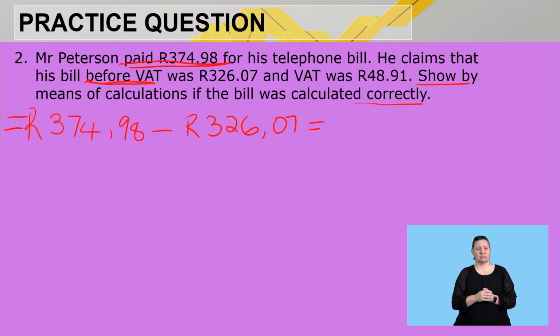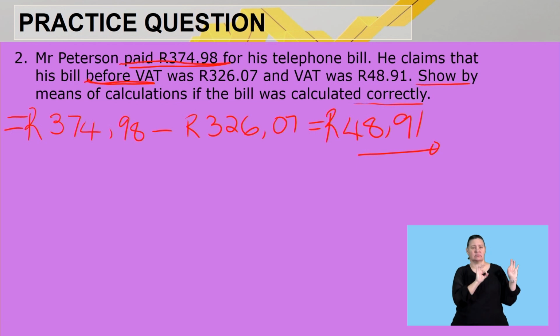So we have 374.98 minus 326.07. There we are. It gives us 48 Rand 91. So you can prove that these two amounts were calculated correctly by simply taking the VAT amount and adding it to the amount before VAT was added.